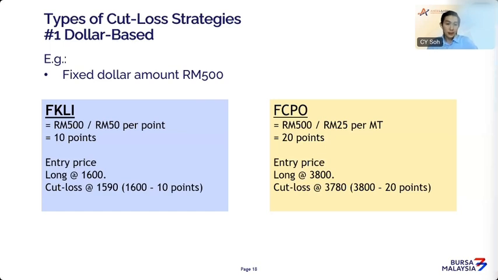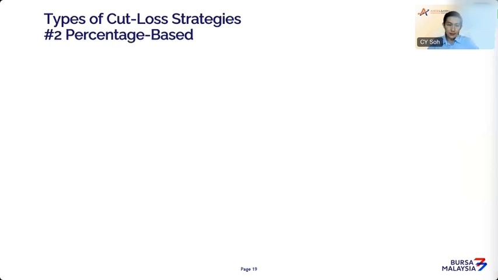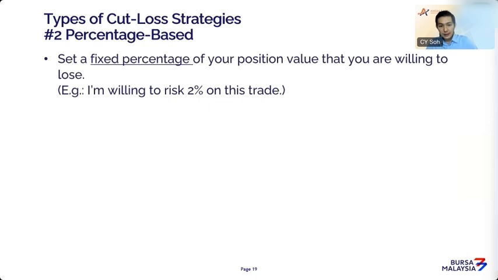So this is the dollar-based approach. Now, the second method is percentage-based. Similar to dollar-based, in percentage-based cut loss, you fix a percentage of your position value that you are willing to lose. The process of implementing the percentage-based cut loss is exactly the same as the dollar-based approach. The difference is that instead of using a fixed dollar amount to set your cut loss, here you will be using a percentage to calculate your dollar amount.